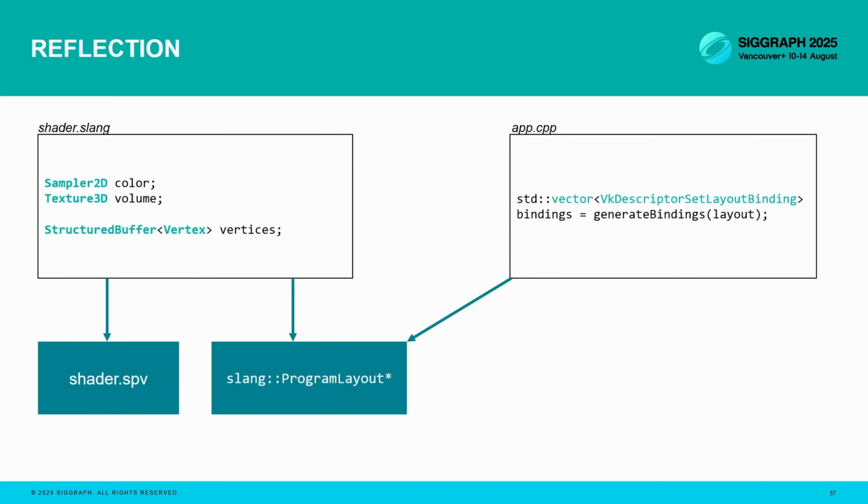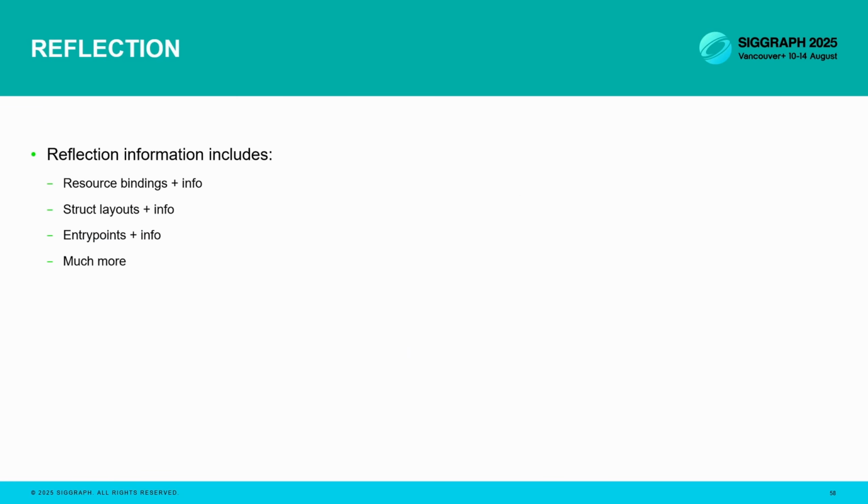With Slang, another option is to use shader reflection. When you compile a shader with Slang, you can also get a Slang program layout object that tells you every shader parameter's type, contents, and binding. Then you can use that to automatically generate your bindings on the app side. And on the shader side, your parameters look a lot simpler, since you don't have to explicitly specify binding indices anymore.